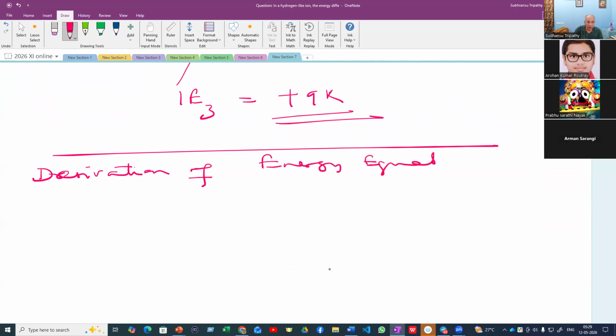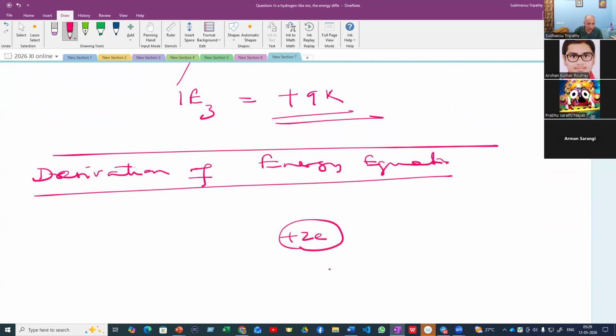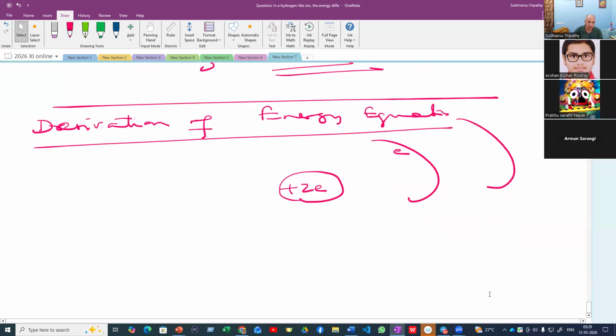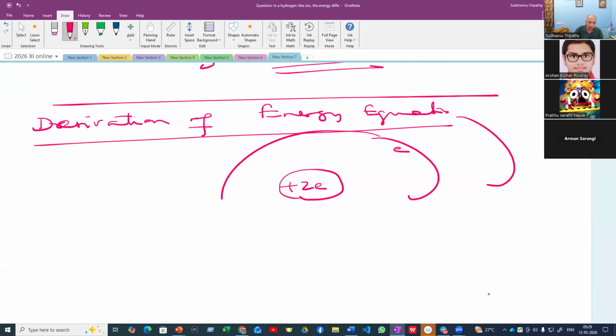we were doing it in the SI system. I once again tell you the nucleus contains Z times the charge. Z can be 1 for hydrogen, 2 for helium plus, 3 for Li double plus, 4 for Be triple plus. And only 1 electron is there in the ground state. It can go to different higher levels, we don't bother. We are just calculating the energy value. So this is r.